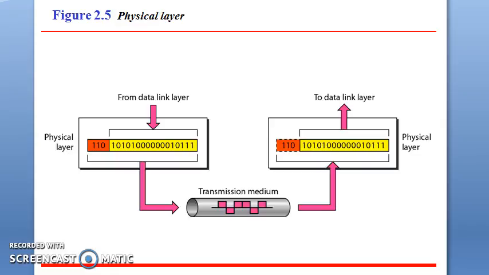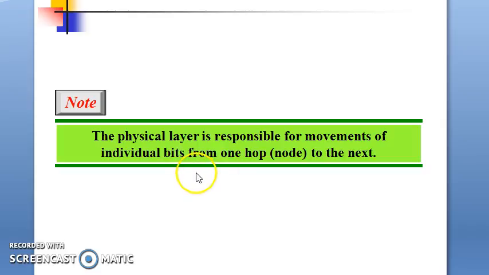Now we'll try to understand the functions of each layer, starting with the physical layer. The physical layer deals with sending of the data in bit format through the transmission medium. It decides the electrical and mechanical specifications to be followed. The physical layer is responsible for movement of individual bits from one hop to the next hop, that is, any device.